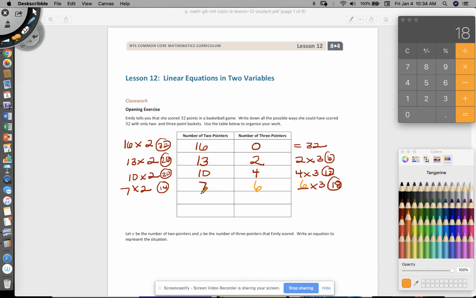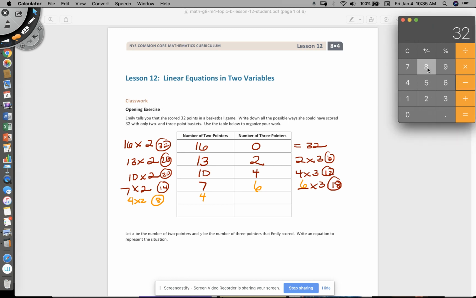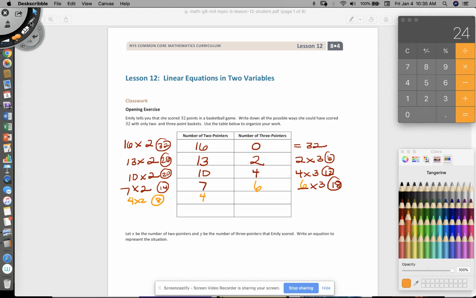Let's try a smaller number. Let's try 4. So I know 4 times 2 is going to give me 8. So again, you can come up here to your calculator. You can do 32 take away 8 is 24. All right, so something times 3 that gives me 24. Well, how about 8? There you go.